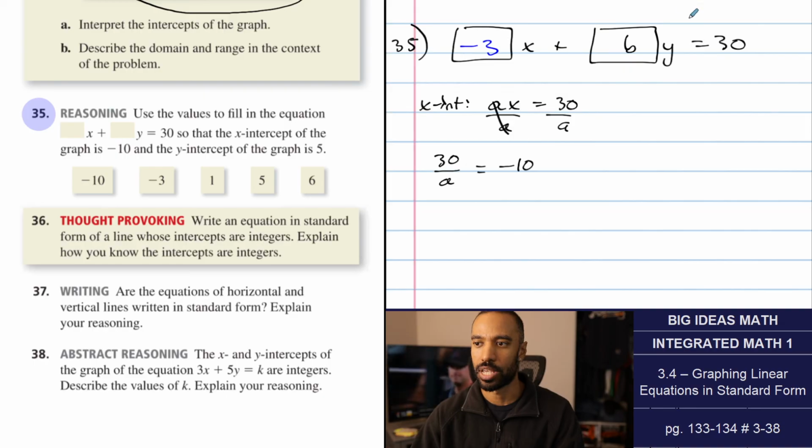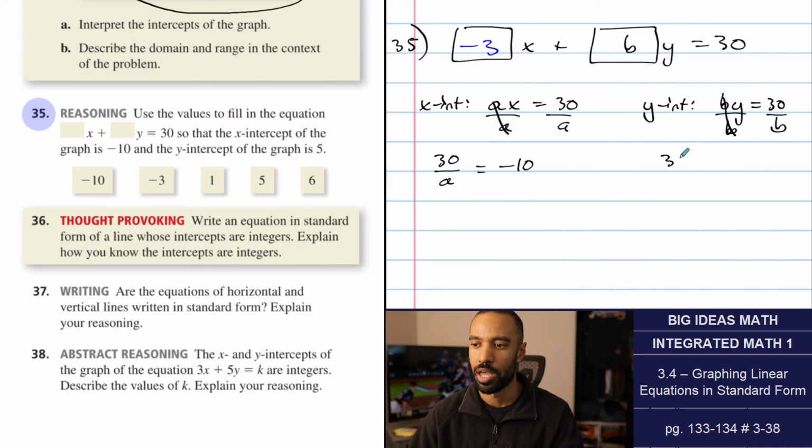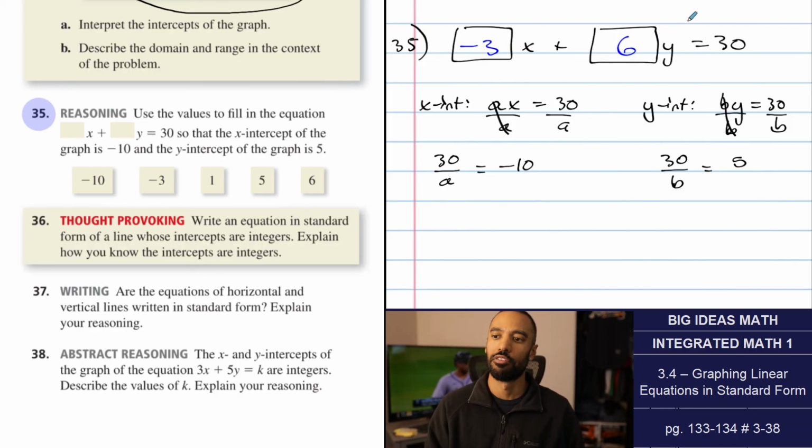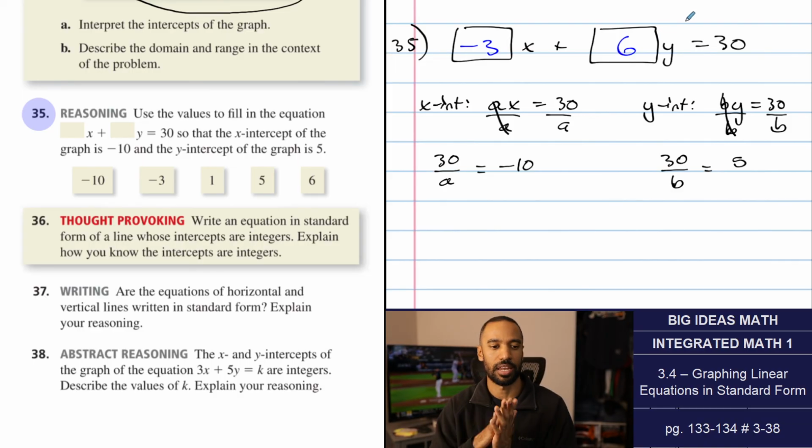And for the y-intercept, again, you set x equal to 0. You get b times y is 30. Divide both sides by b. You get y equals 30 over b. So 30 divided by some number here is giving us 5. That would be 6, right? So your coefficient for the y there is 6. So negative 3 and 6.